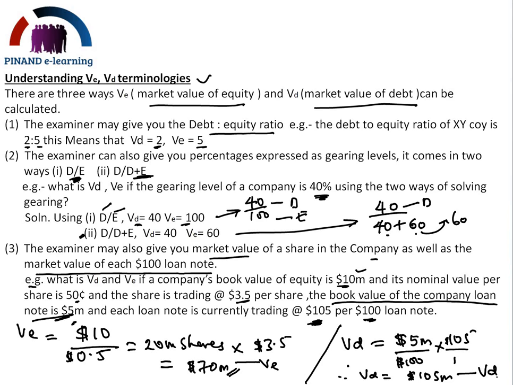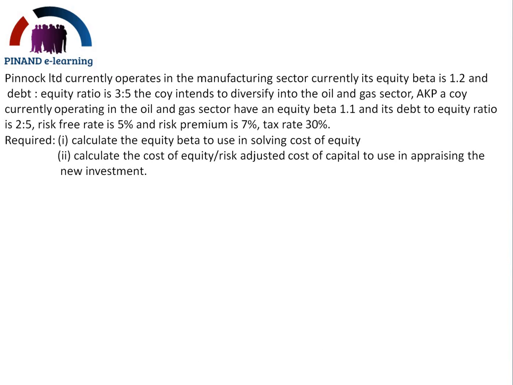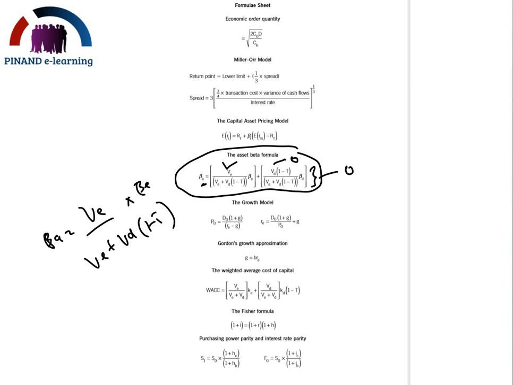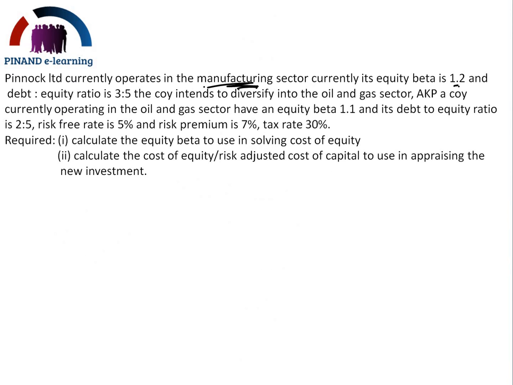Let's see a simple question. Pinand Limited is currently operating in the manufacturing sector. This is its current industry, manufacturing. Its current equity beta is 1.2. We have to use the formula here to ungear, but let's go back to the question. Debt to equity ratio is currently 3.5. So this is one of the methods we're given, 3.5, that means debt is 3, equity is 5.